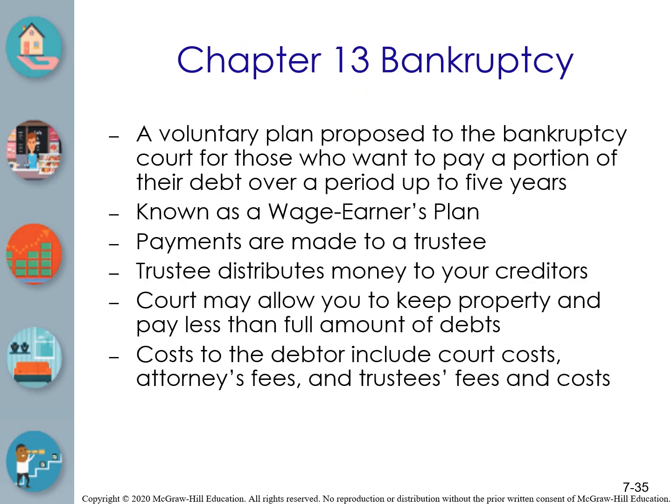Voluntary plan. This is Chapter 13. I mixed up Chapter 7 and 11, I meant Chapter 13, excuse me. So a voluntary plan proposed to the bankruptcy court for those who want to pay a portion of their debt over a period of 5 years. Wage earners plan. So this is setting up repayment plans so that you can pay your creditors over a period of time. So you pay into a trustee. So you're paying to a third party, and then that trustee distributes the money to your creditors. Court may allow you to keep property and pay less than the full amounts of debt. This is all negotiated, but again negotiated at the court.